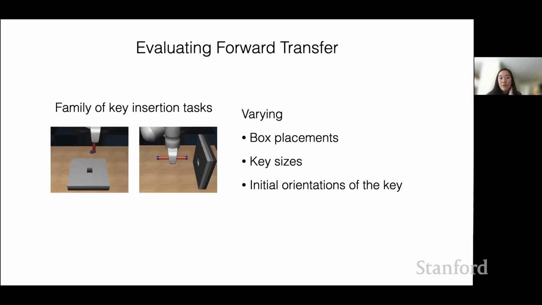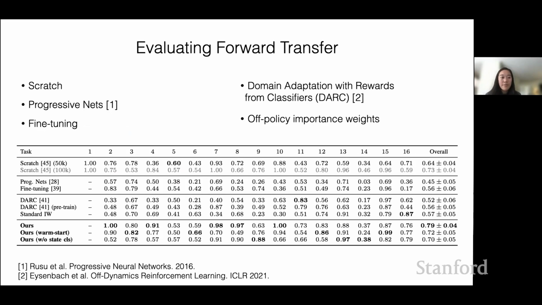And then to evaluate our approach, we designed a family of key insertion tasks where we vary the placement of the box as well as whether they're placed flat or vertically. And we also varied the size and the orientation of the key. For comparison, we looked at a few prior approaches that transfer learned weights, like progressive networks and continuous fine-tuning. We also looked at approaches that transfer prior data, like this method called JARC and standard off-policy RL.